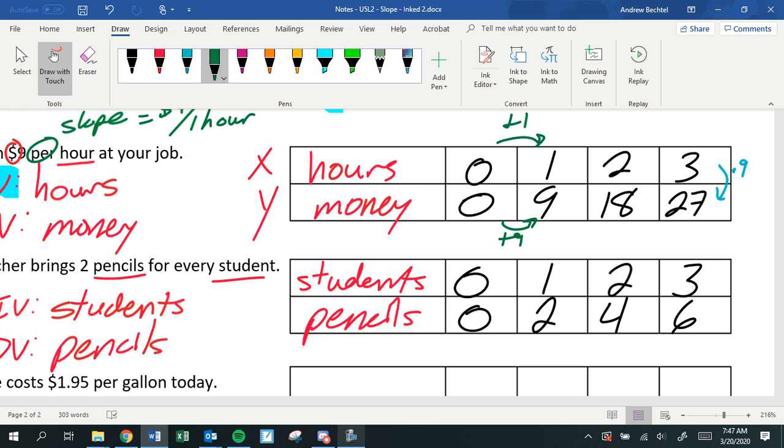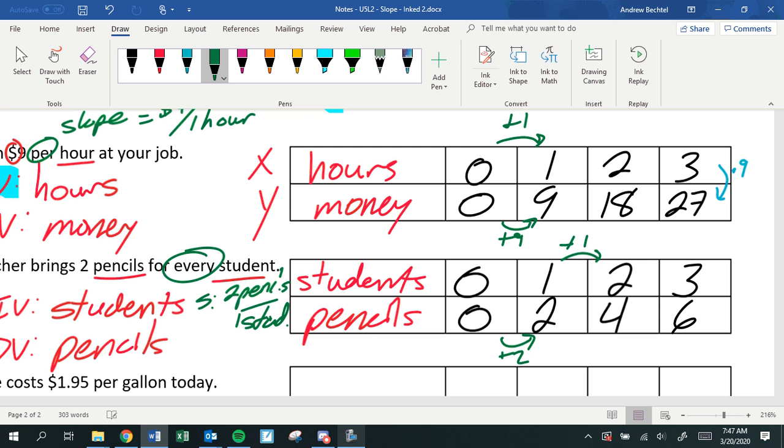Again, we see that slope with the word every, just like the word per. The slope is going to be 2 pencils per 1 student. We see that from our table with the rate of change. The pencils changes by 2, and the students changes by 1.